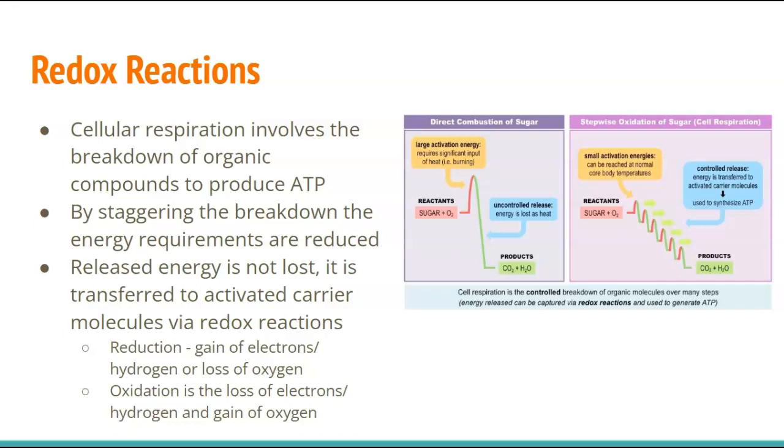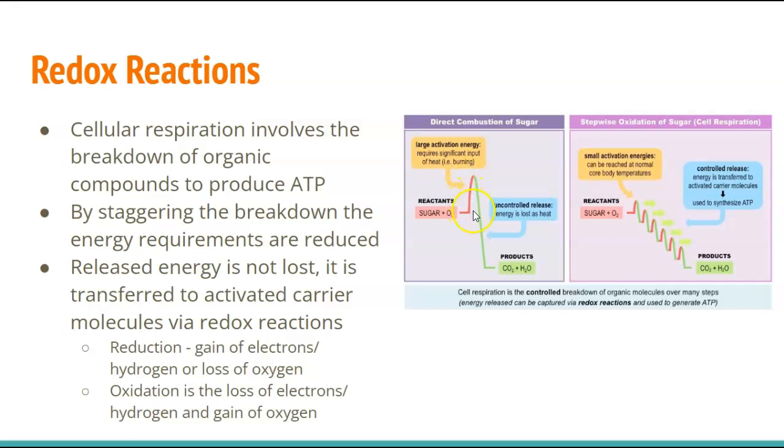The released energy is not lost. When you are doing this staggered breakdown, the energy is just transferred to specific carriers via these redox reactions. And redox is reduction and oxidation, right? The RED of redox is reduction, and the OX is oxidation. It's just an abbreviation. Reduction is a gain of electrons, a loss of oxygen, and oxidation is the loss of electrons and a gain of oxygen. So you can kind of see this here.